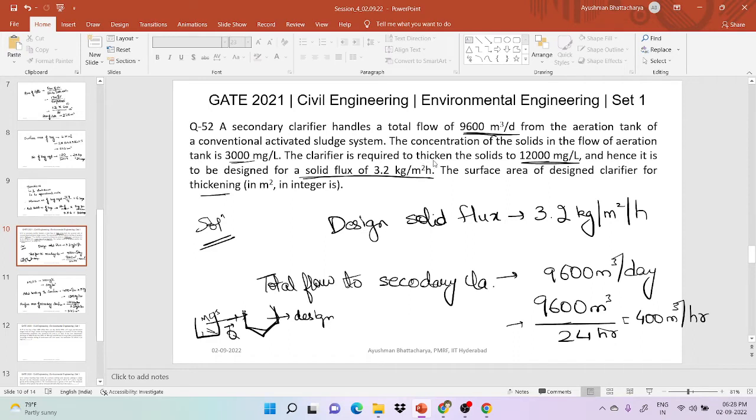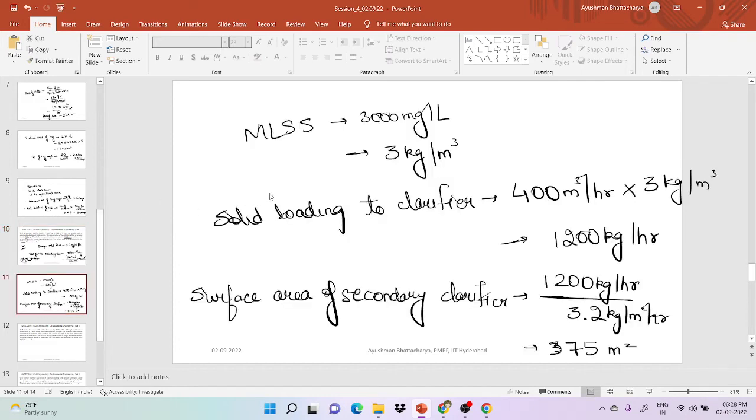So from here, we calculated the total solids. How did we calculate the total solids? We multiplied the total flow towards the secondary clarifier by the total MLSS concentration, this 3000 milligram per liter, which is the aeration tank. From there, we got the total solid loading to the clarifier.